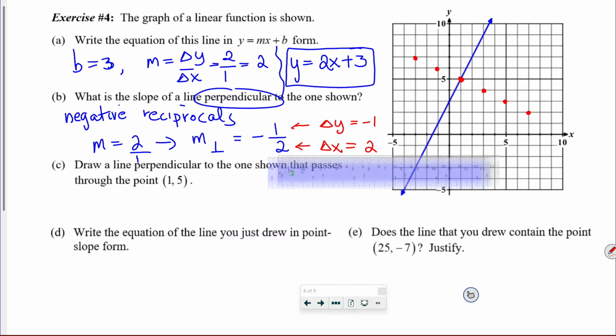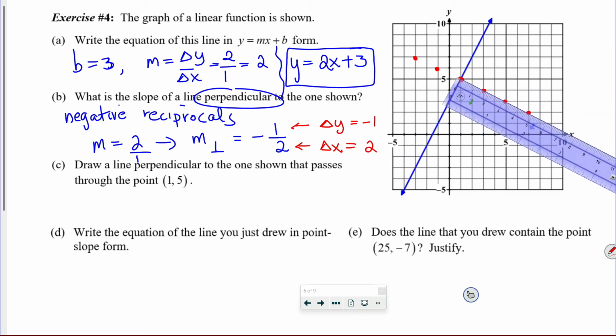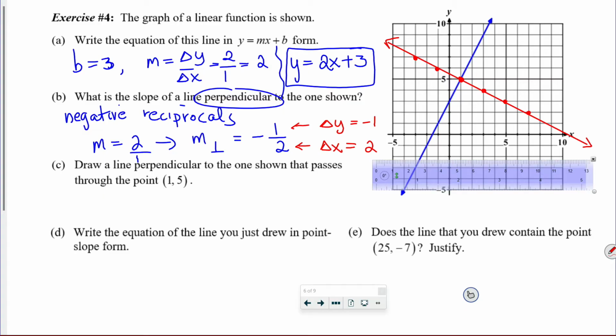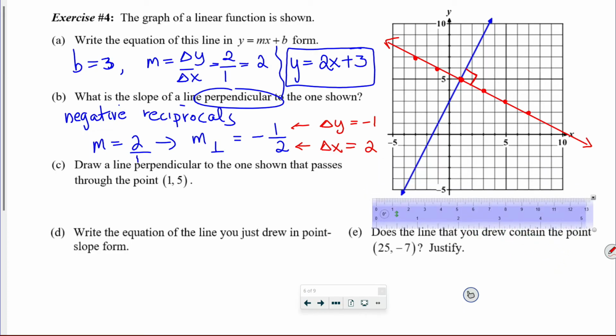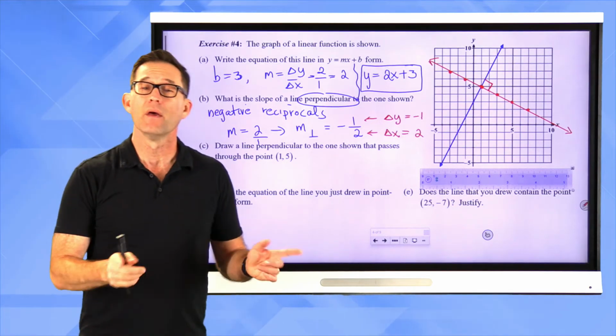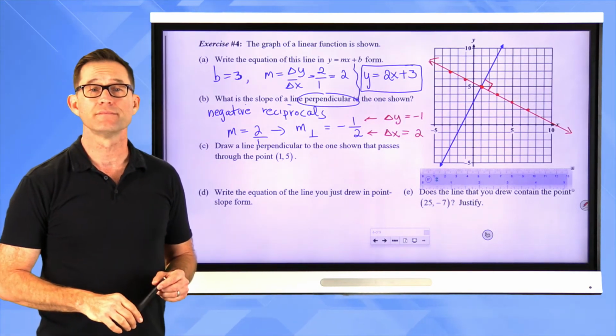And I will then have a line that looks something like this. Move this out of the way. And there's our perpendicular line. And you can really see it, right? That beautiful right angle. As long as my graph paper is square graph paper, the right angle will be rather obvious. Okay, now let's take a look at letter D.